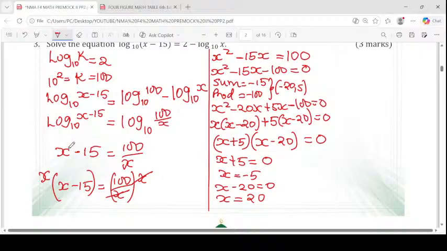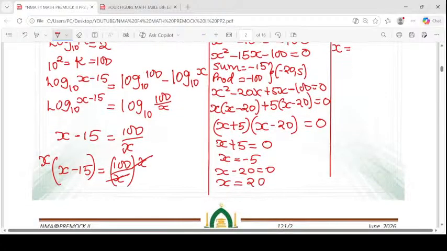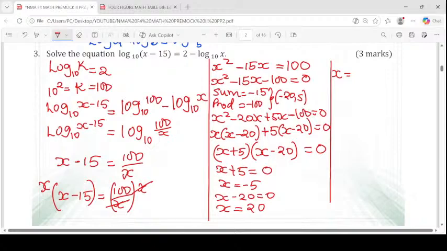Let us summarize it now. After getting two values of x, I'm now going to say here that my x is equivalent to negative 5 or positive 20. Negative 5, or I can say x is equal to positive 20. But now, are we going to leave those as our answers? No. There is a very important thing here.